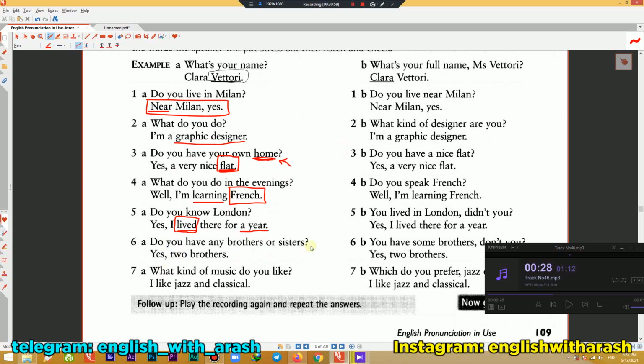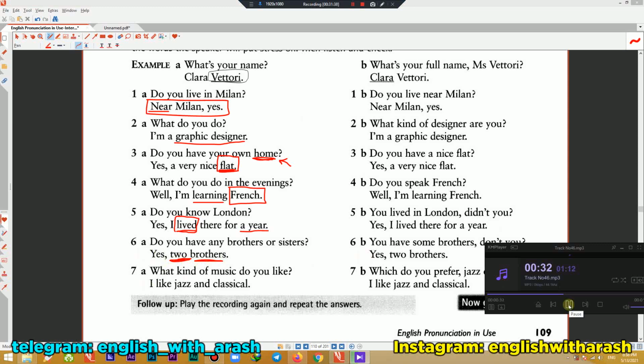Number 6. Do you have any brothers or sisters? Yes, 2 brothers. Or 2 brothers. Brothers is also important here. If the question was how many brothers do you have? I have 2 brothers. Then 2 would be very important, but now both of them are equally important.